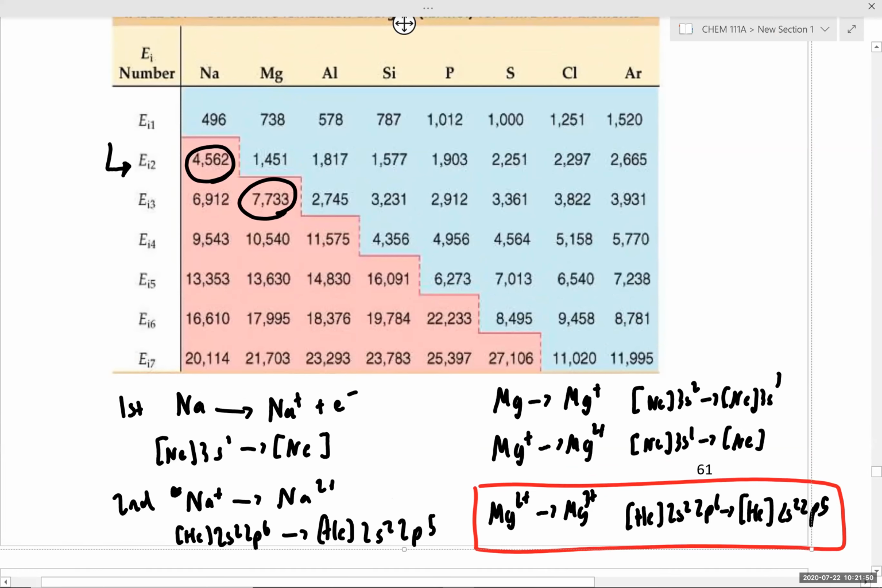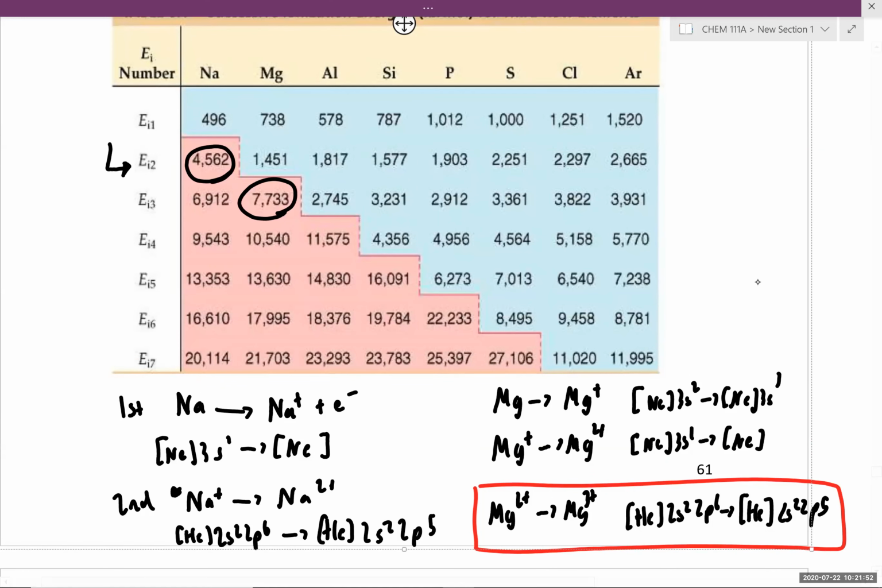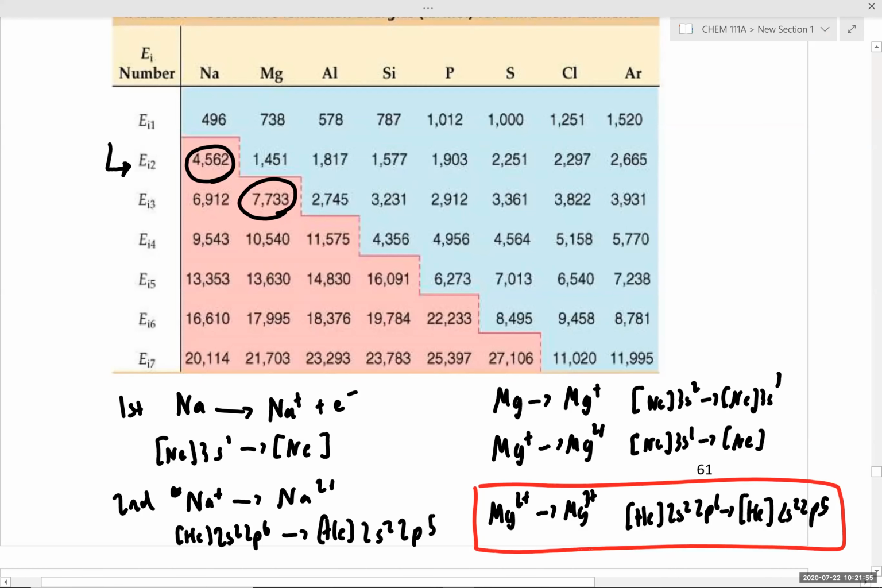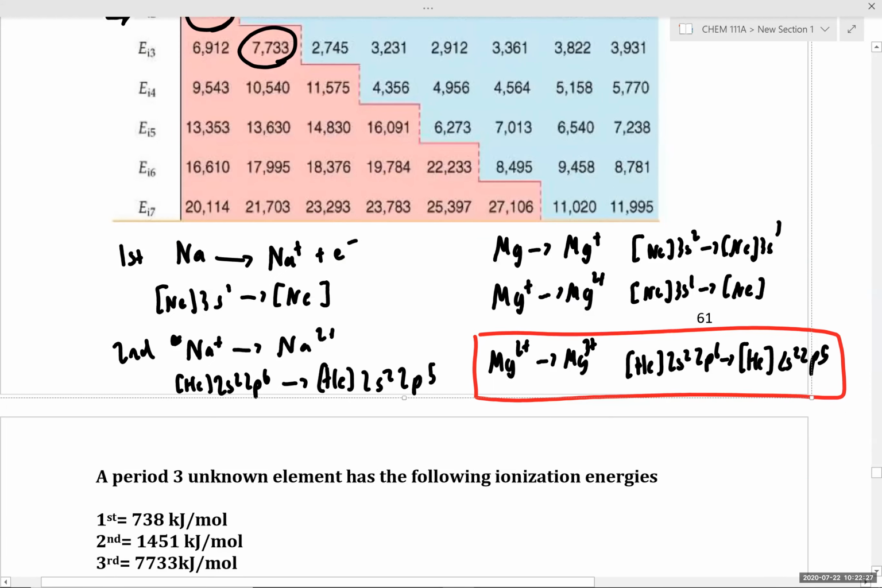So by looking at our first, second, and third ionization energies, we can, through deduction, identify the ionization energy with the largest increase as the ionization energy associated with ionizing your noble gas configuration. Once you know the noble gas configuration, you can work backwards and assign the identity of your element. So let me show how that works.